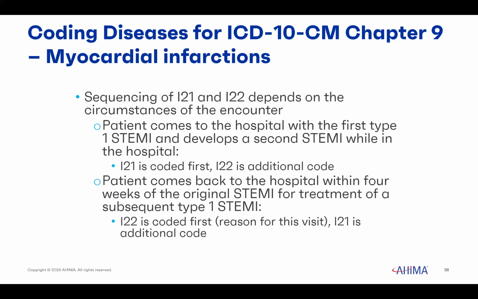Let's say the patient gets discharged and comes back within 4 weeks of the original STEMI for treatment of a subsequent type 1. Well, the reason for admission after study would be the second AMI. So in this case, the I22 would be coded first and the I21 would be an additional code. In other words, it's still present, still being evaluated, treated, so we would still code it, but the reason for admission would be the first one.